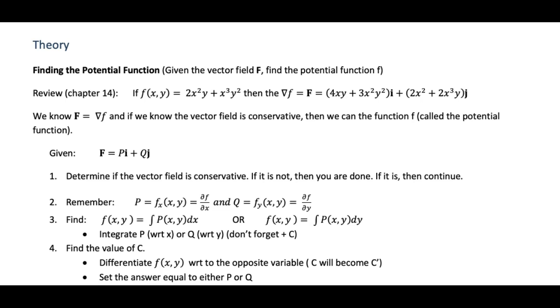So once a vector field is conservative, then we can find this potential function. Now, in chapter 14, we introduced gradients, and we know that it's pretty easy to find the gradient of a function. We're just taking the partial with respect to x as the component attached to our i, and the partial with respect to y as the component attached to our j. But the question is, how do we get from the gradient to the original function?